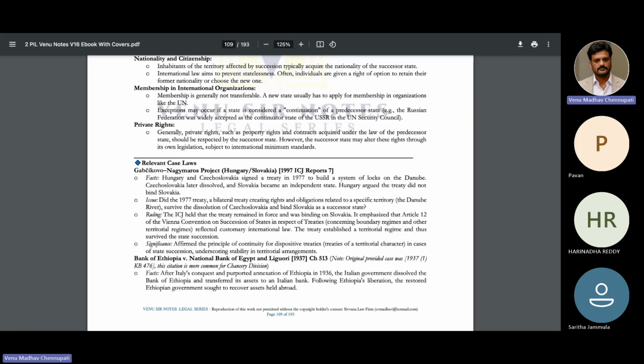And private rights. Generally, private rights such as property rights and contracts acquired under the law of the predecessor state should be respected by the successor state. However, the successor state may later alter these through its own legislation, subject to international minimum standards.